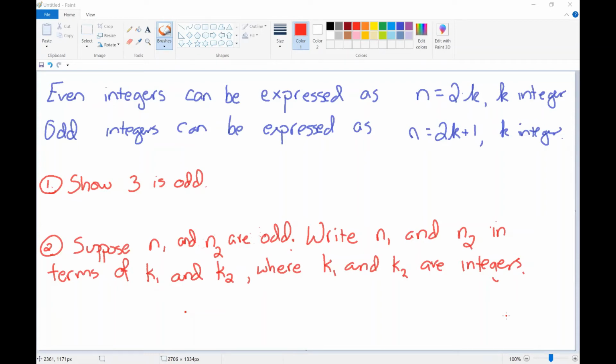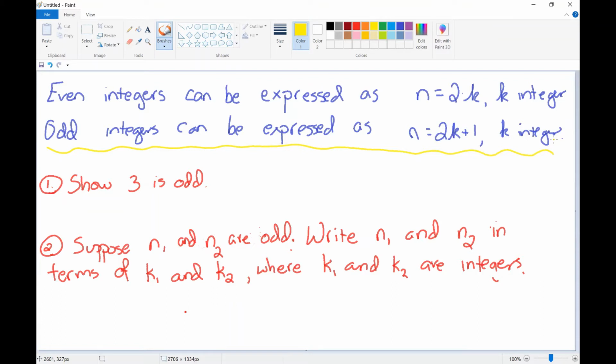Everyone, I would like to talk a little bit about even and odd integers. So first of all, let's take a look at two definitions, and I have these at the top of the screen. The first definition says that an even integer can be expressed as n equals 2 times k, where k is some integer. And an odd integer can be expressed as n equals 2k plus 1, where k is an integer.